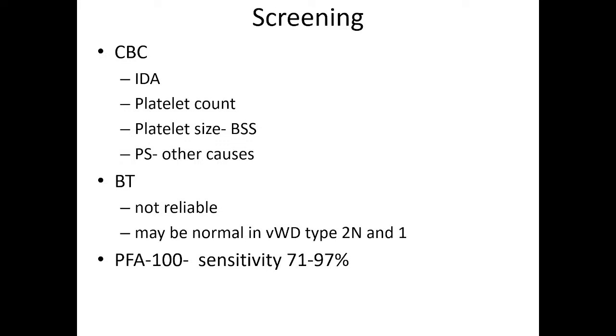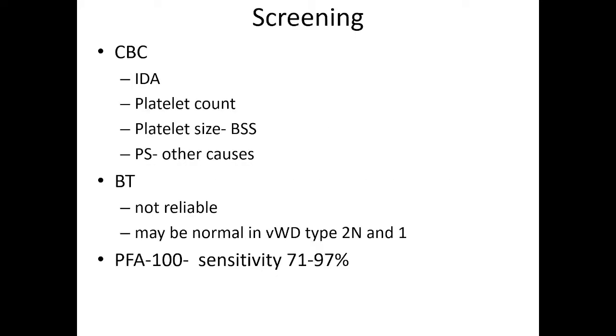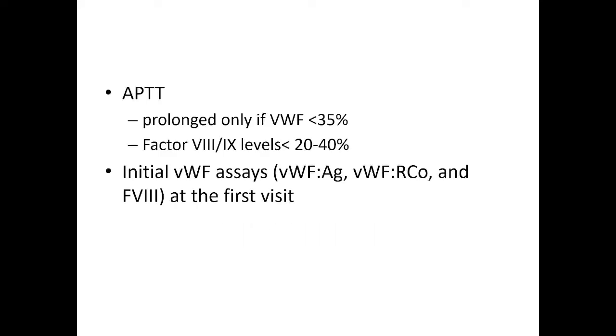PFA is platelet function analyzer. This is a separate machine with 71 to 97% sensitivity used for platelet function screen. Then APTT and PT. So in APTT, it is prolonged only if von Willebrand factor is less than 35% and factor 8 and 9 levels are less than 20 to 40%.